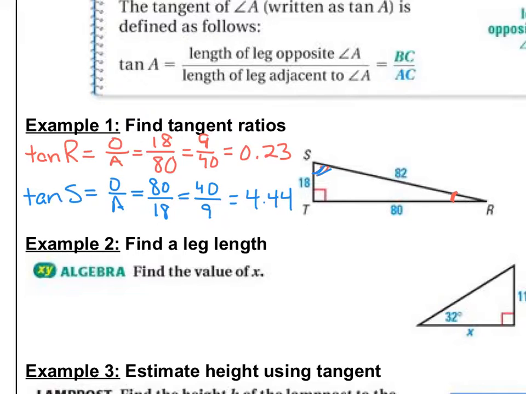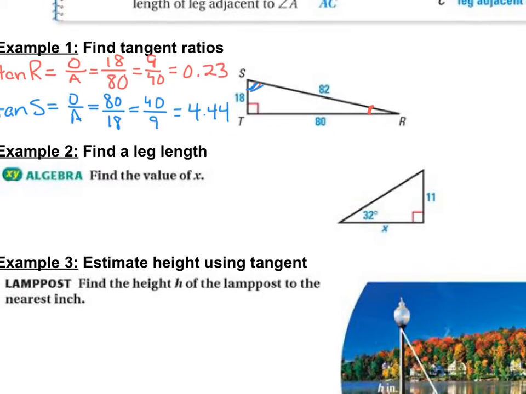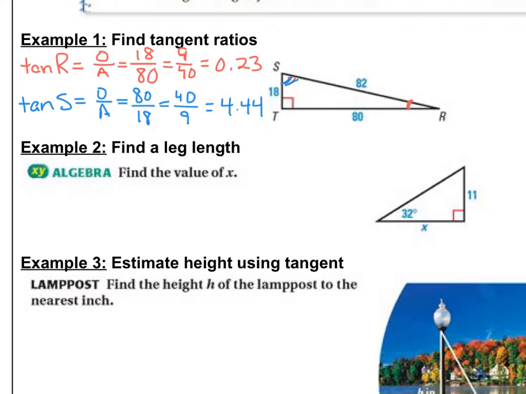Okay? So that is all that we have to do with that, just simply figure out which one is the opposite, which one is the adjacent, and simplify those fractions down. All right, so now they're going to ask us to find the leg length when one of them is missing. Anytime you have a degree in there, we are going to use this as our angle for tangent. Just remember, tangent simply means that we are doing opposite over adjacent.